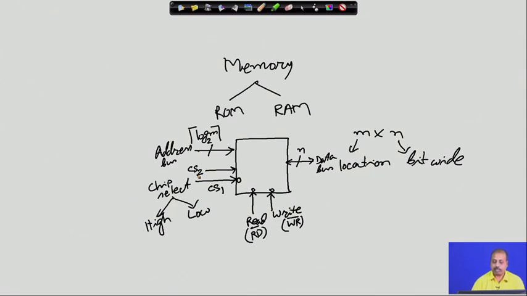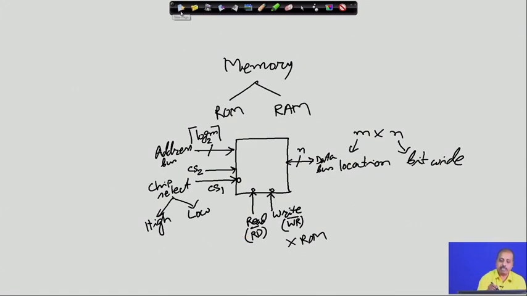Now, depending upon the type of memory, the read bar and write bar lines will come. For example, for a ROM there is no option to write the content onto the ROM, so the write bar line will not be there for ROM. For RAM I will have both read bar and write bar lines. For ROM we will have only the read bar line.